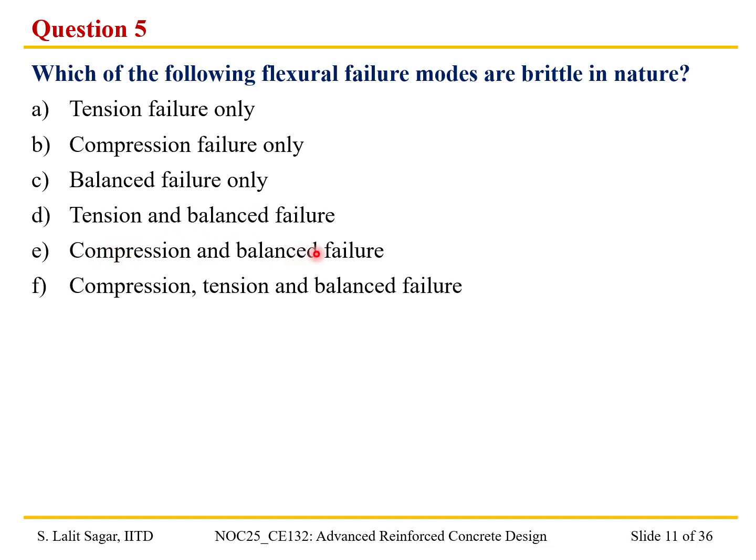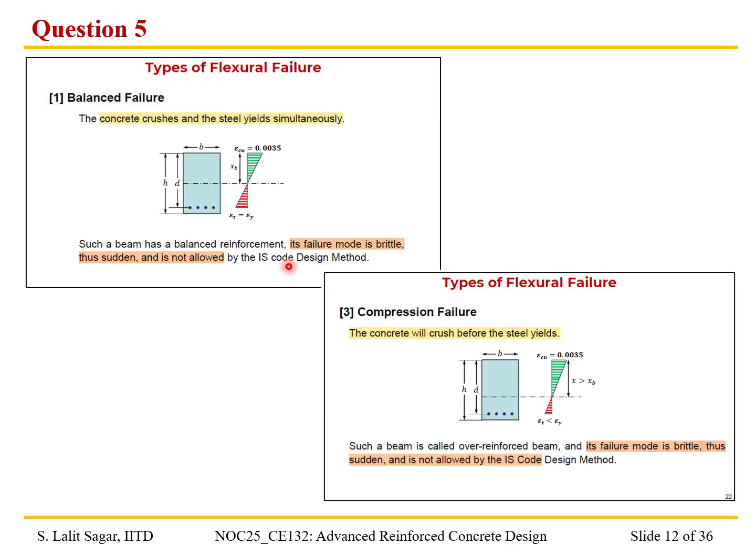Then we have the compression and balanced failure, that is compression failure of concrete and balanced failure of concrete and rebar. Then we have a combination of all three, that is compression, tension and balanced failure. So out of these six options, the brittle modes of failure are option E, which corresponds to the compression failure of concrete and the balanced failure of the concrete and rebar. Let us look at the explanation now.